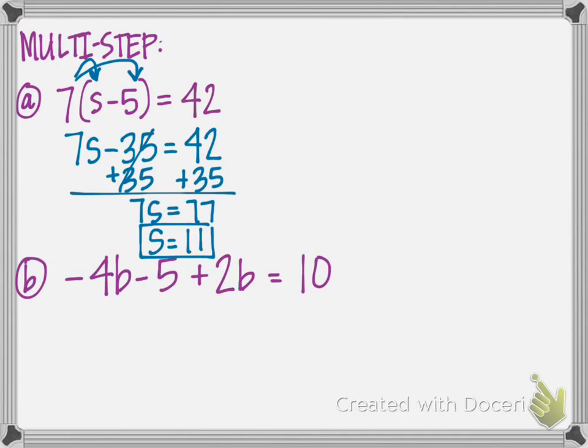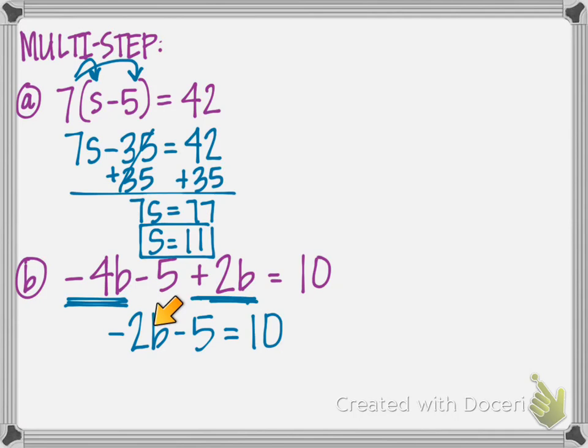Alright, b. Well, b, my variable is b. So what I want to do here is, I have 2 different b's. That's not okay. To solve that, they need to be in the same spot. So I'm going to take the negative 4b and the positive 2b, and I'm going to combine them. Negative 4 plus 2 is negative 2b. Minus 5 equals 10.